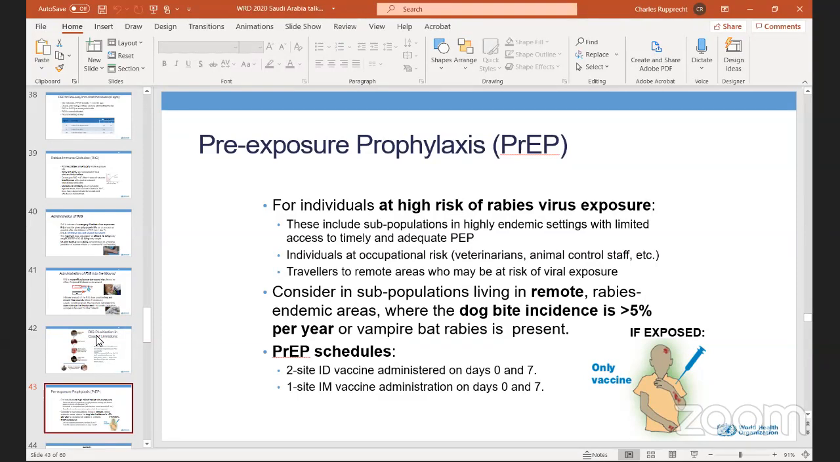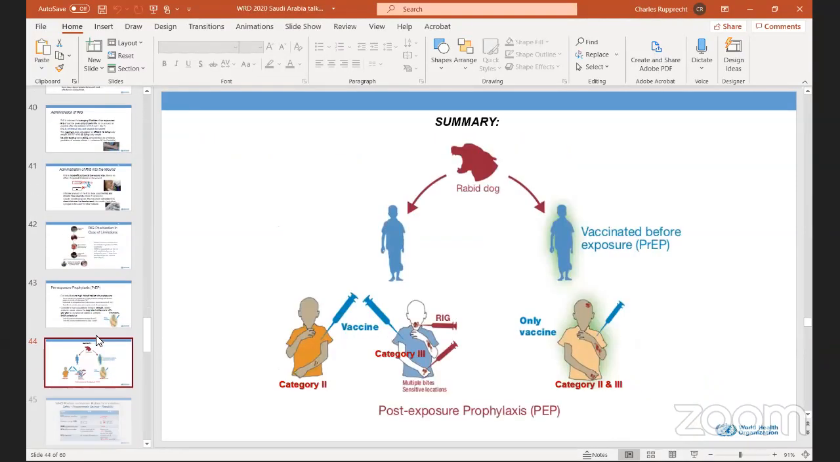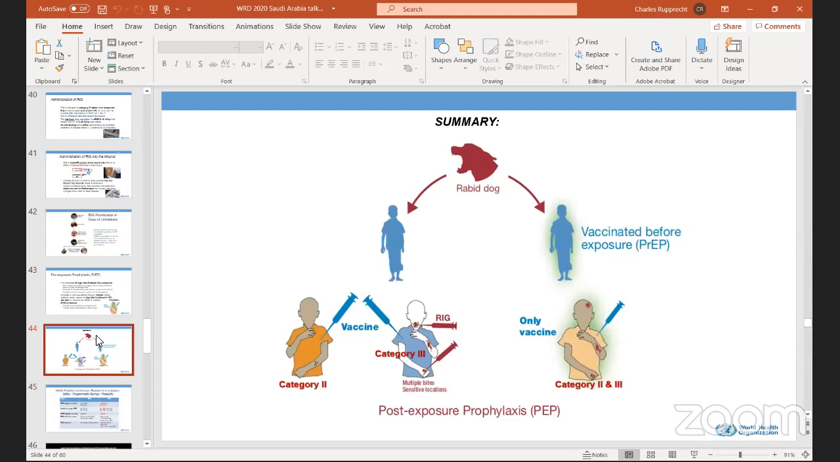It's also been simplified. It used to incur 3 doses on days 0, 7, and 21 or 28, now to 1 site on days 0 and 7 IM, or a 2-site ID also on days 0 and 7. That is a primary and a booster. We encourage a greater enhancement of communities at risk. If they're out there handling animals, vaccinating dogs, etc., they should have pre-exposure vaccination. And intradermal immunization is a very cost-effective way to do that.